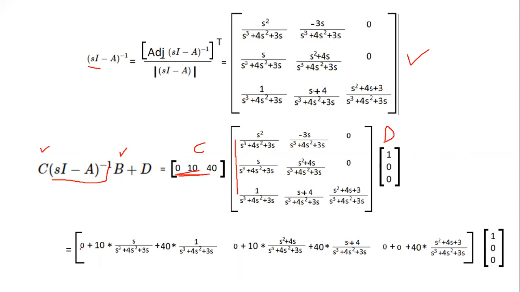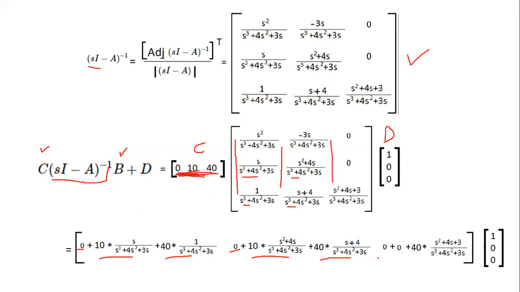So 0 into the first term, 0. And next 10 into this term, so plus 10 into the second term. Next plus 40 into the third term. This is the first row and first column. And next the row and second column. If you multiply 0 into the first element, 0. Next 10 into the second element, and then 40 into the third element. So this is the row into the second column. And next the same row into the last column, the third column.